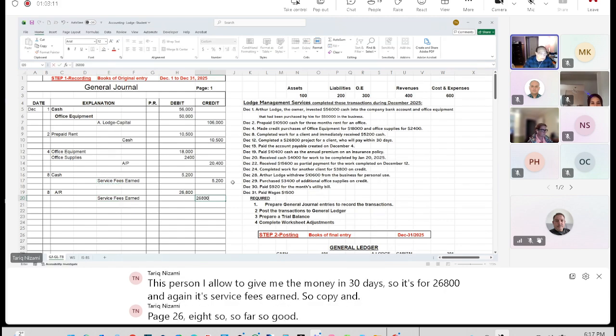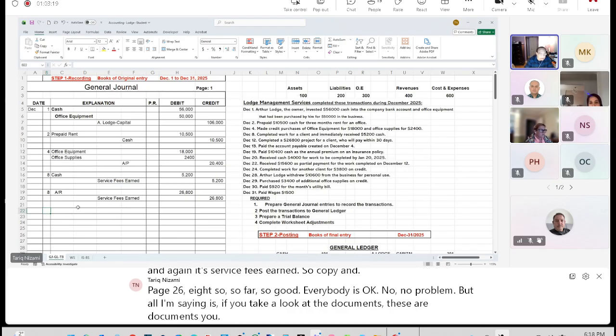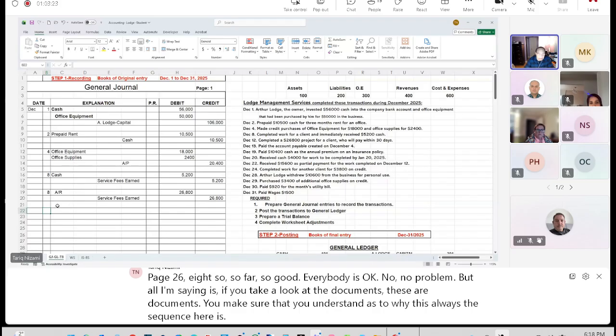So far so good. Everybody's okay. No problem. But all I'm saying is if you take a look at the documents, you make sure that you understand why the sequence here is like that, because we are just starting the business.